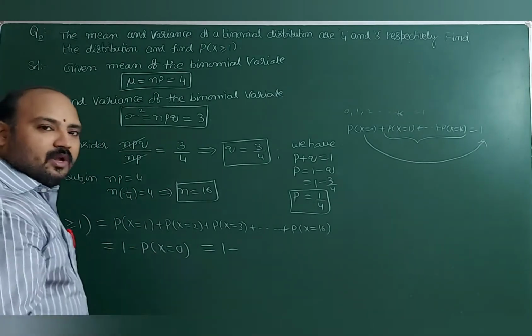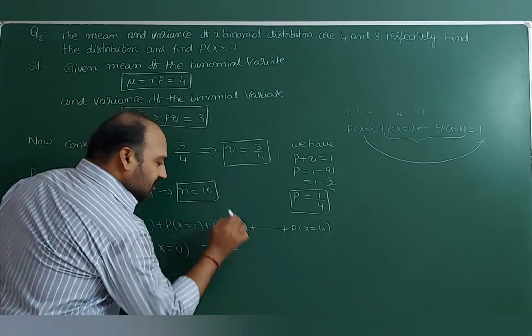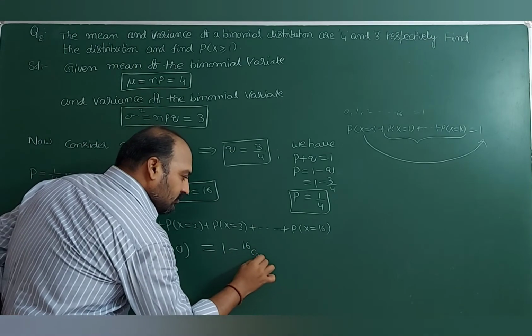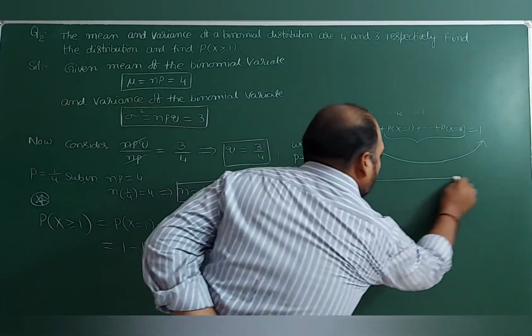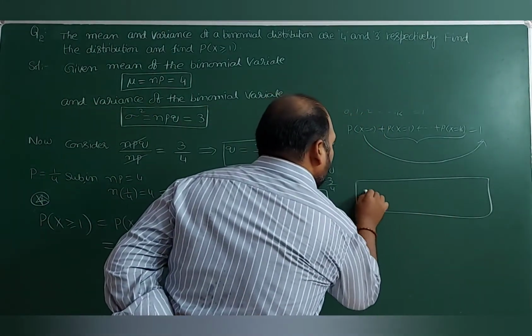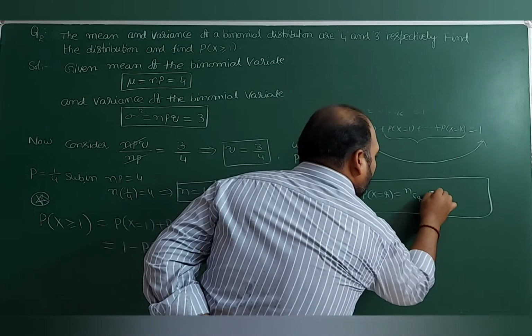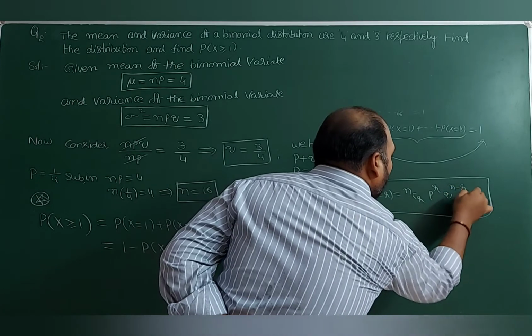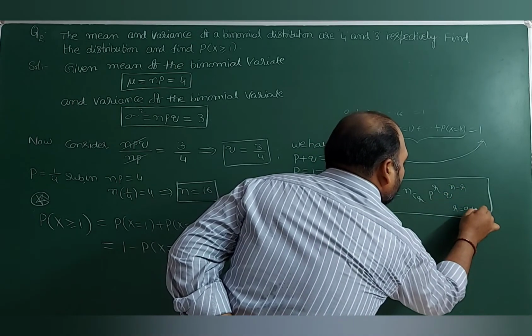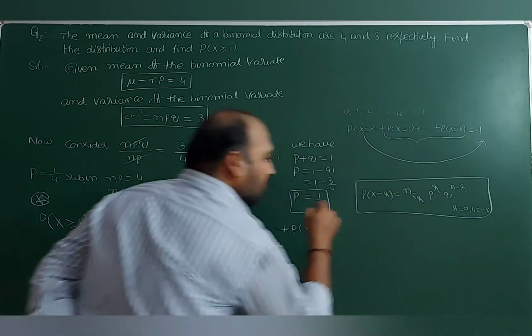Binomial distribution formula we have already, and N is equal to 16. If you want, I'll write it here once again. The probability distribution P of X is equal to R, NCR, P power R, Q power N minus R, where R is equal to 0, 1, 2 and so on up to 16 according to this question.